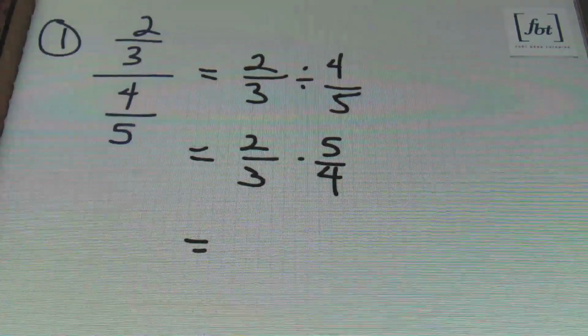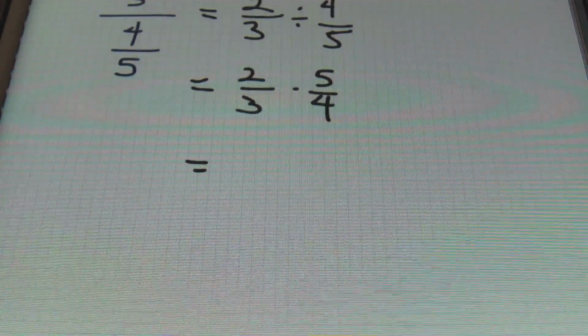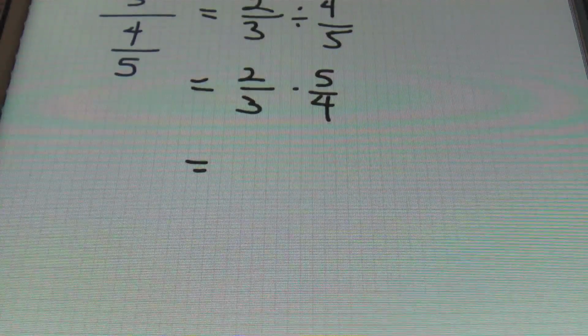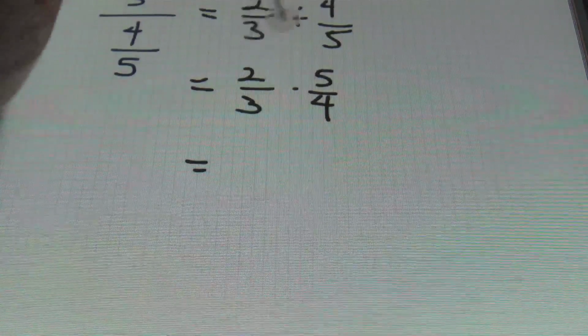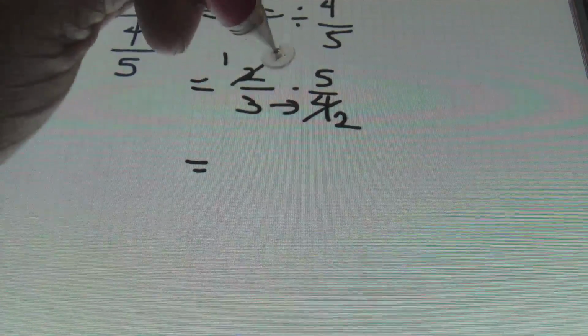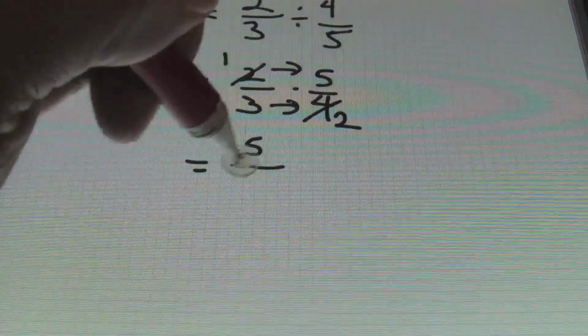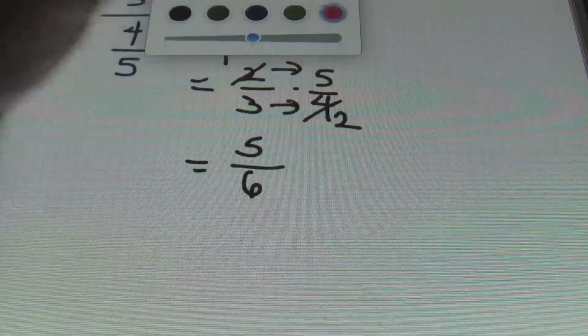I have a preference of simplifying before I multiply, so I'm looking for a number in the numerator of either of these fractions that has something in common with any of the denominators in either fraction. And I found that 2 and 4 can both be reduced by 2. So 2 will go into itself once, 2 goes into 4 twice, and then we multiply straight across. So 1 times 5 gives me 5, and 3 times 2 is 6, and that's my answer, ladies and gentlemen.